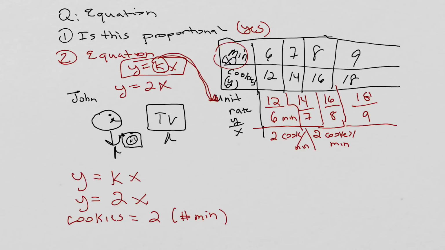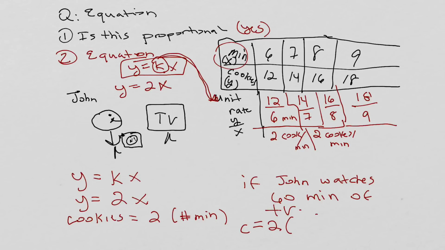So let's figure out if John watches 60 minutes of TV, then we know the number of cookies he's going to eat is 2 times the number of minutes. So the number of minutes is 60. That means after 60 minutes, John will have eaten 120 cookies. And that, my friend, is what you call out of control.